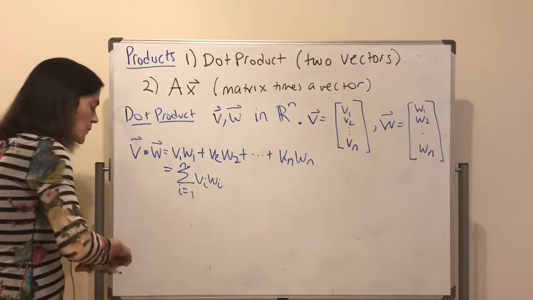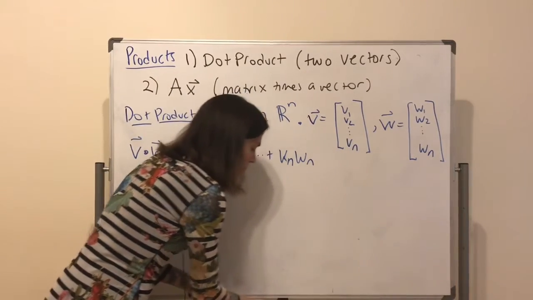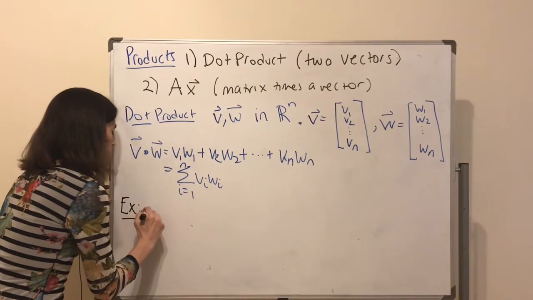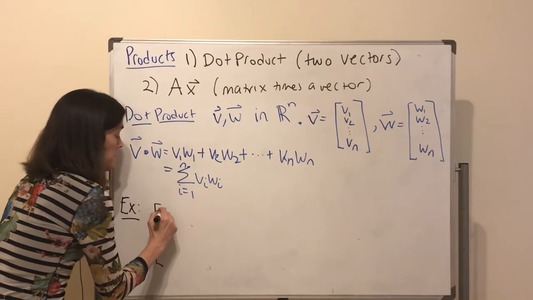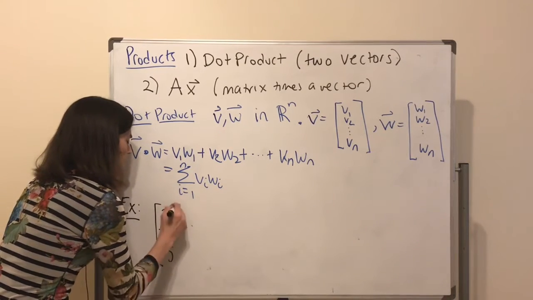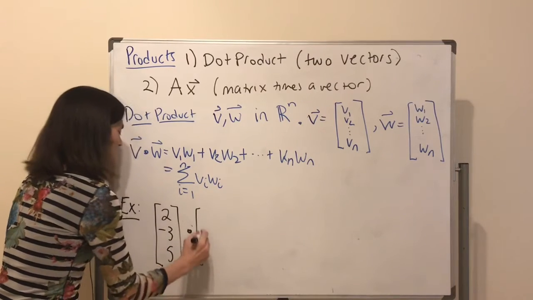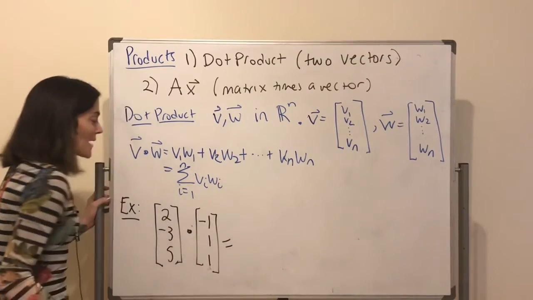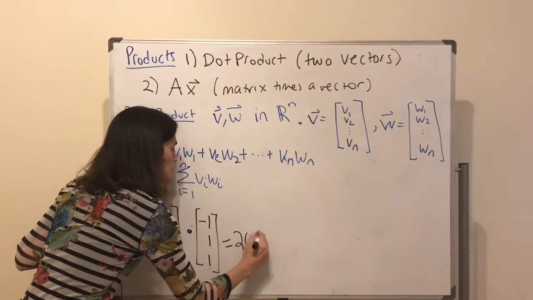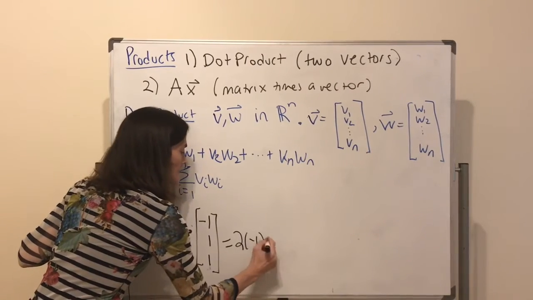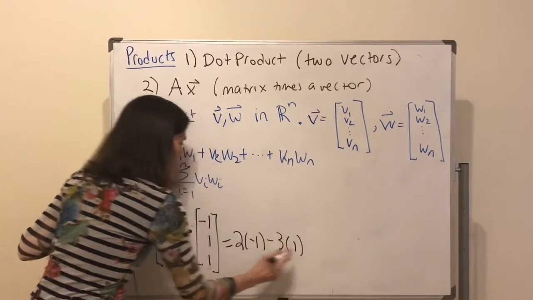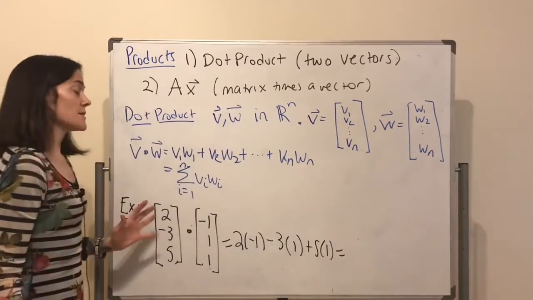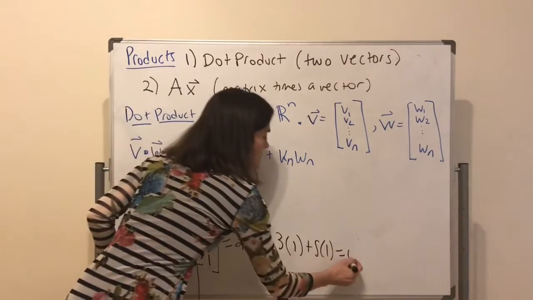Okay, let's do a quick example. You did have this in your homework for the last section. So let's take (2, minus 3, 5) dot (minus 1, 1, 1). Now what are we going to get? Well, we take 2 times minus 1, plus minus 3 times 1, and then plus 5 times 1. And you notice here, this is minus 5 plus 5, we get 0.